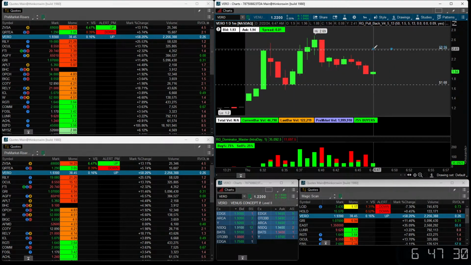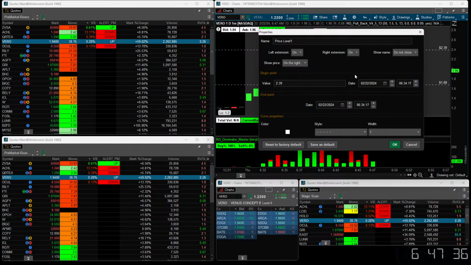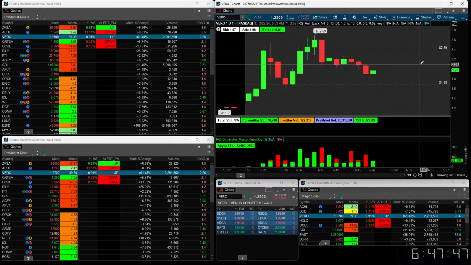And if you want to change the way the line looks, you get on the line, right click, go to properties, and I have selected this style, this width, and this color, and then you save it as your default and click OK. So mine's dotted in gray.